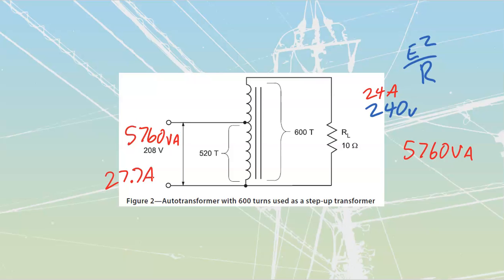Last thing that we would have to do if we were trying to sort out our currents would be, once again, just establish the amount of current that we have going through each one of these windings.